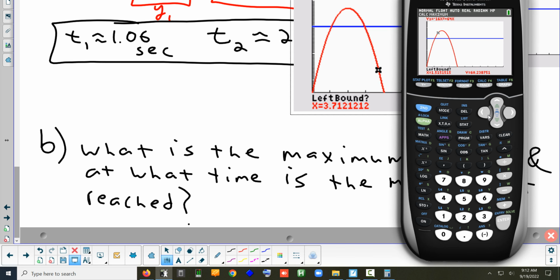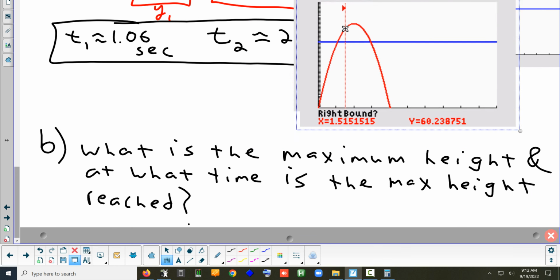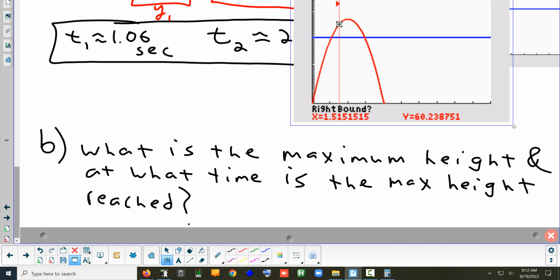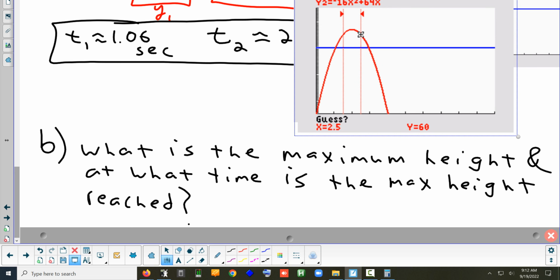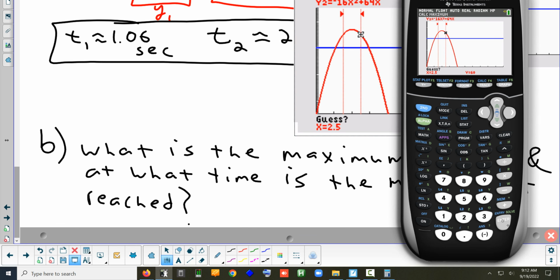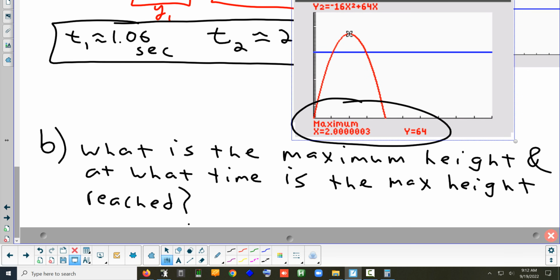Once you do that, it'll ask you another question. Right bound. Go to where you think the right of the maximum is, and hit enter. Now, the last thing is the guess. The guess doesn't really matter. It'll automatically find the maximum for you because you put those left and right bounds in. So you can just hit enter a third time. And here's the answer to our problem.